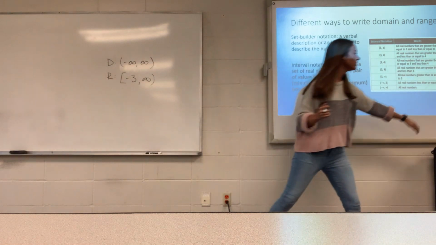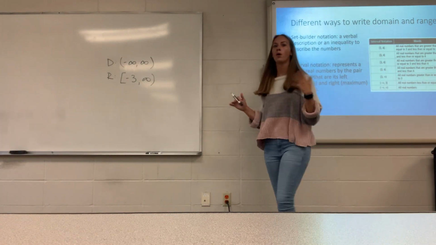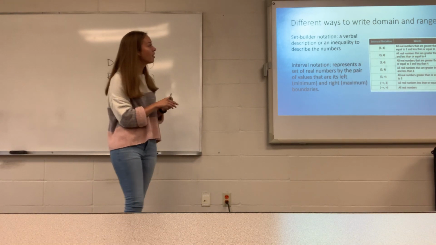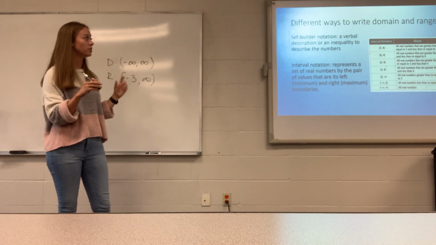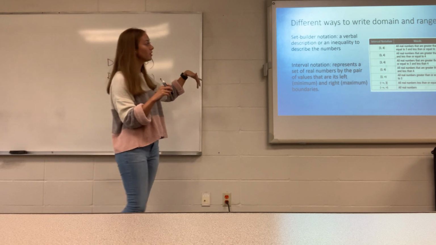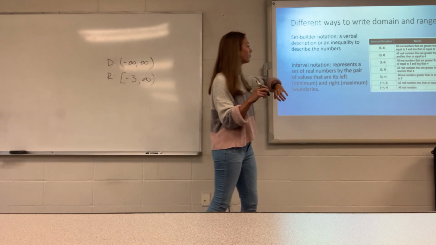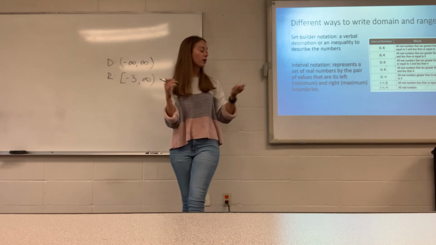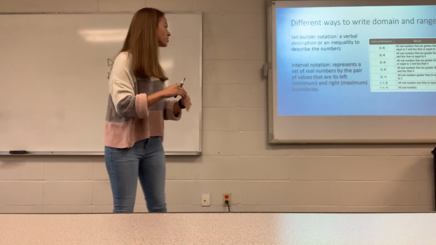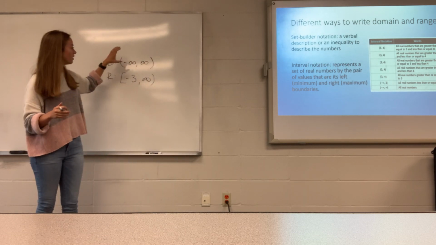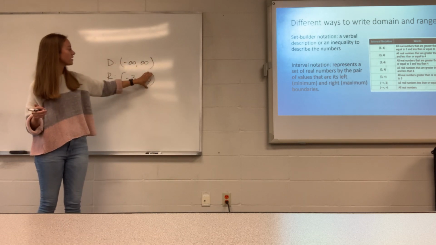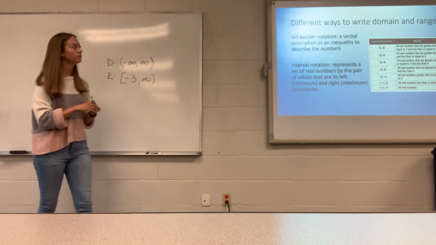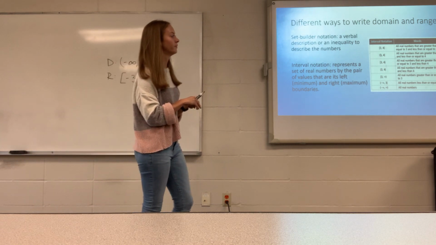But in your book, you might see some of this, so it's good to know what both of them are, okay? So the set builder notation is just a verbal description of an inequality to describe the numbers. Interval notation represents the set of real numbers by the pair of values that are its left, our minimum, and our right, our maximum boundaries, okay? So something like this, it's your lowest to your highest, or your farthest left to your farthest right, okay?